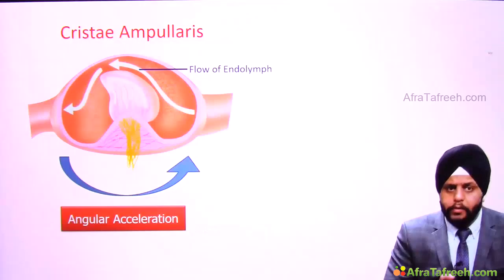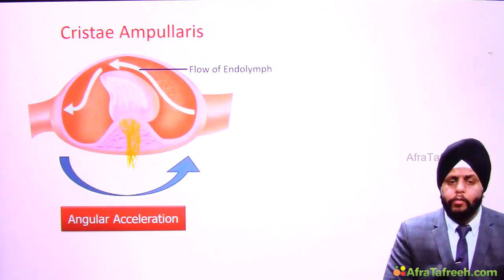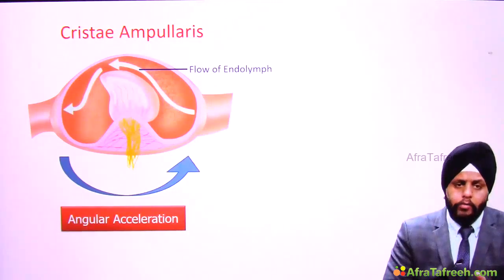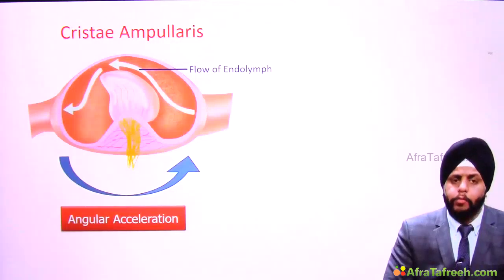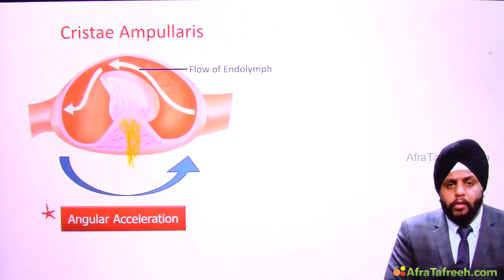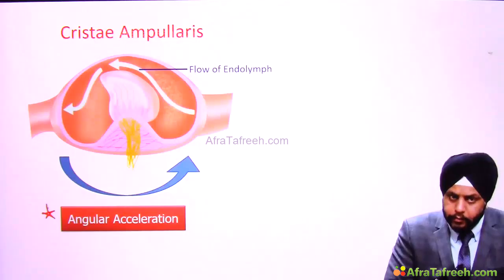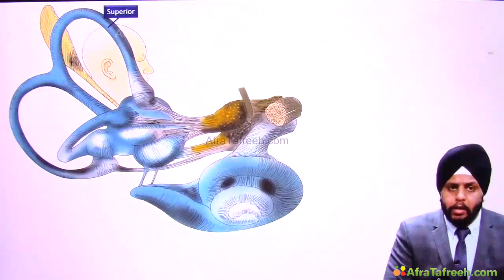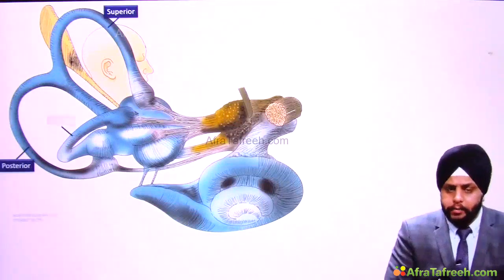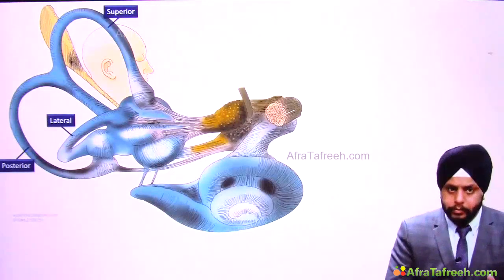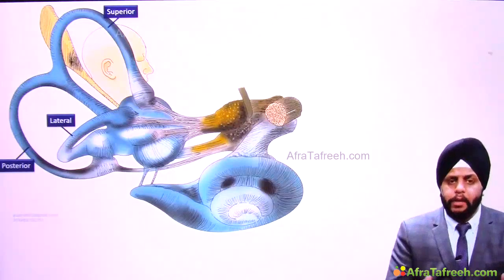Because of this movement of the cristae and the cupula ampullaris, we are able to detect angular acceleration. So the function of the cristae or the cupula ampullaris is to detect rotational motion, or you can say angular acceleration. Nature has given us 3 semicircular canals: superior, posterior, and lateral. Why 3 semicircular canals? Because we have a 3-dimensional space around us. All these 3 canals are perpendicular to each other.